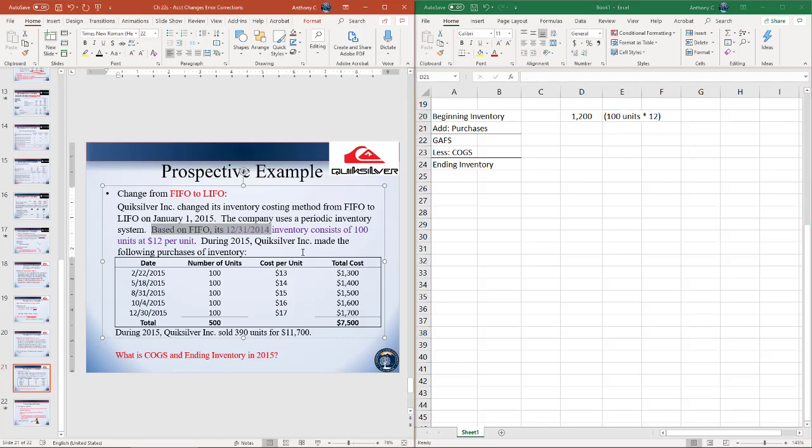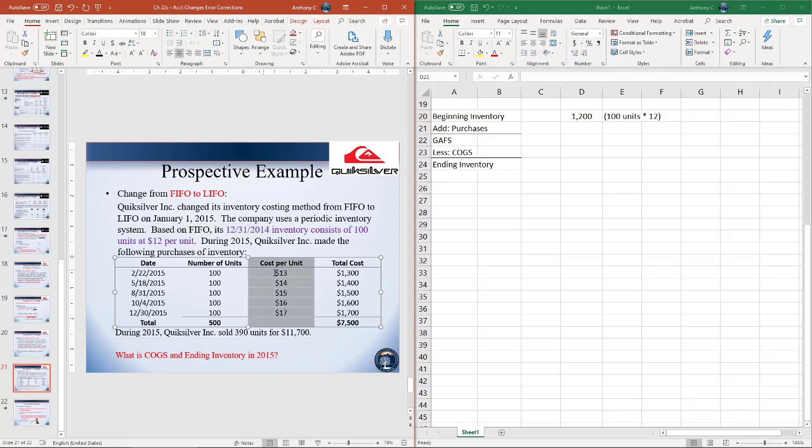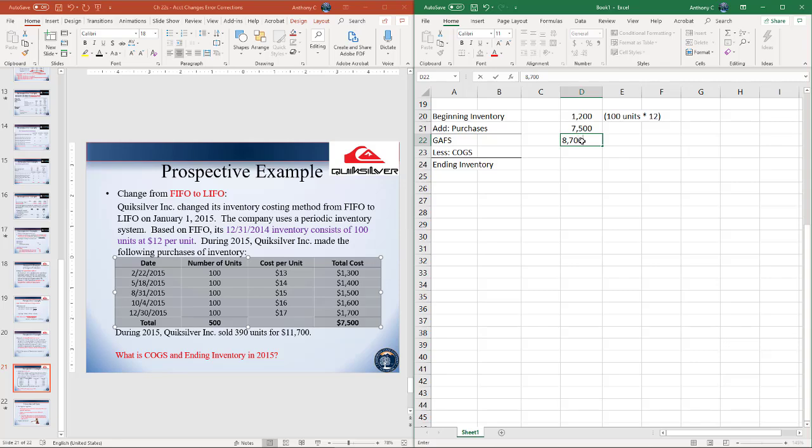Right, and then in this example, we're given all these purchases in this table here, and the total cost of these purchases was $7,500. Okay, so if we add our beginning inventory to our purchases, we end up with $8,700 of goods available for sale.